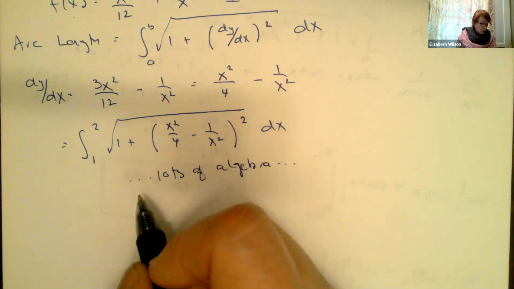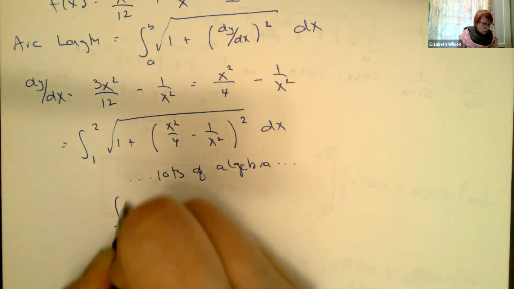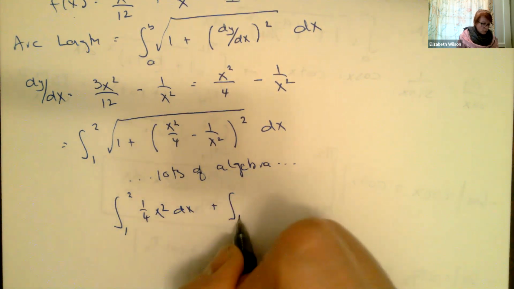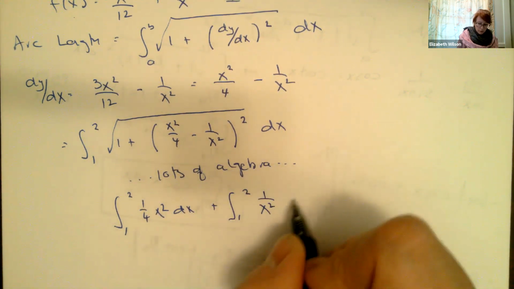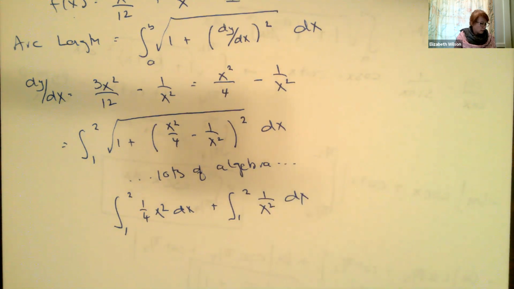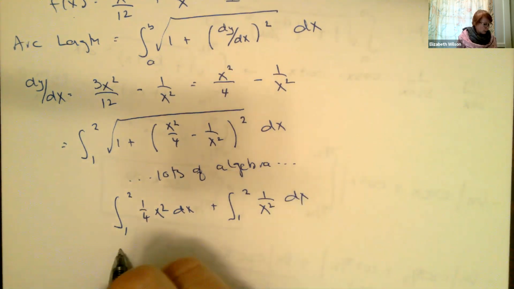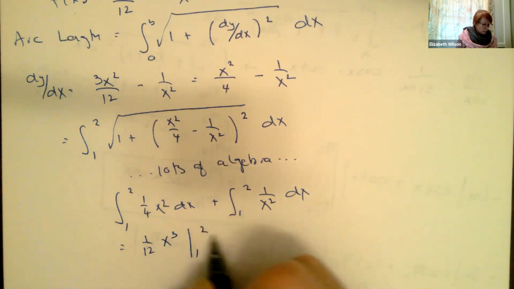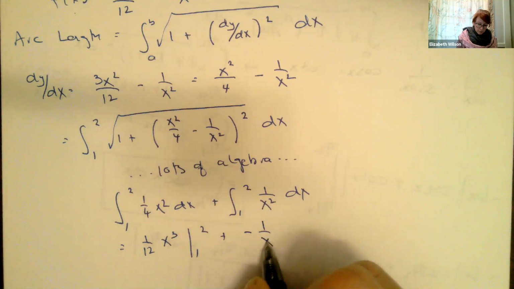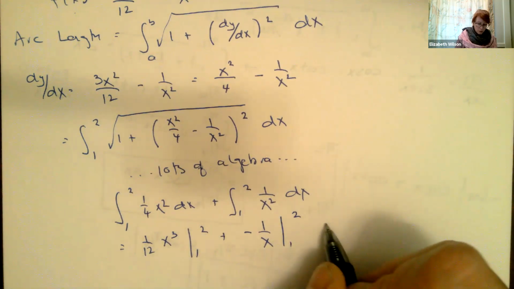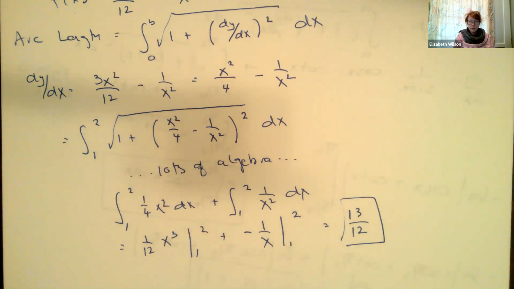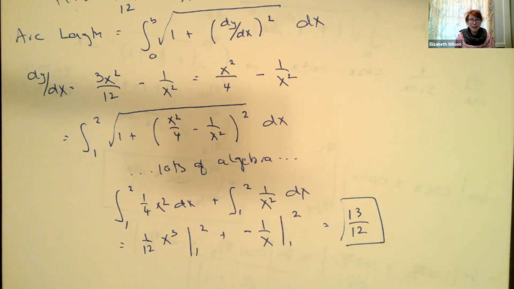Basically, what I ended up integrating was 1/4 x squared dx plus 1 over x squared dx. So there's lots of algebra to get to this point, which then is going to give me antiderivatives of x cubed over 12 plus minus 1 over x, right? And then when you do this, I got 13 over 12 as a final answer. Okay, so I'm skipping all the algebra so that you guys can practice that. Practicing algebra is good, but at least you know where you can aim.